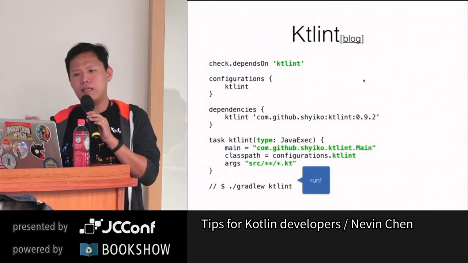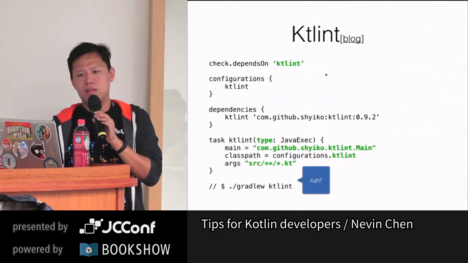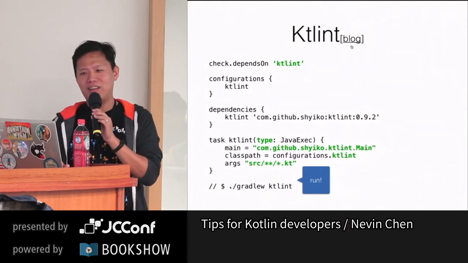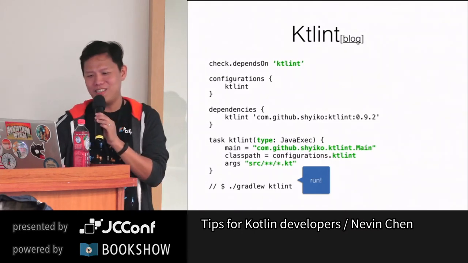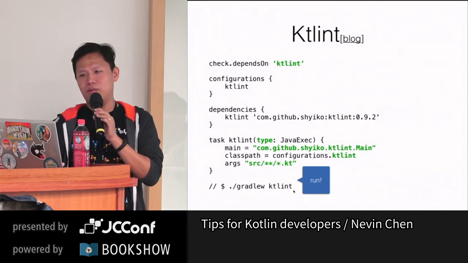This is Detekt. Detekt is a static analysis tool. It gives you static code analysis. It's very simple. I copied this block of code from a colleague of mine. He wrote a blog post. You just add it in gradle.kotlin, and it will check this for you.